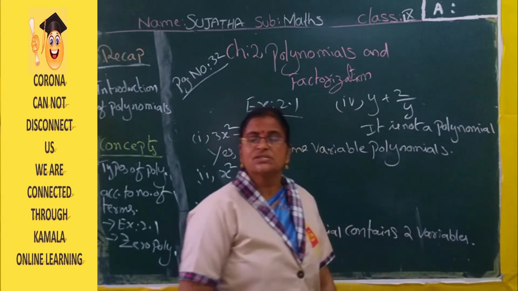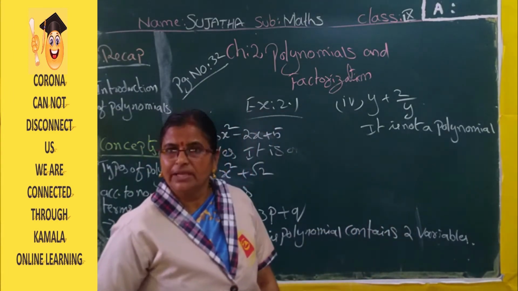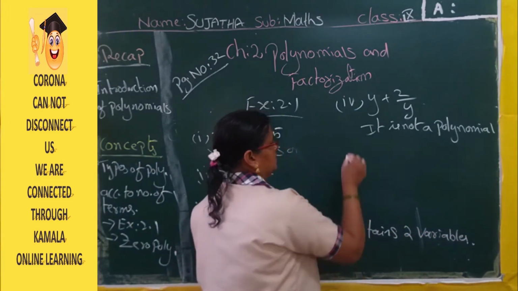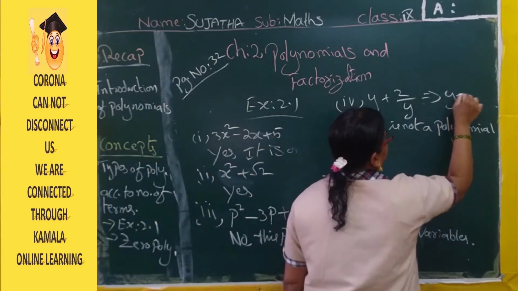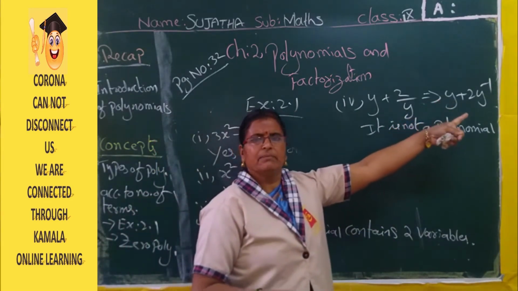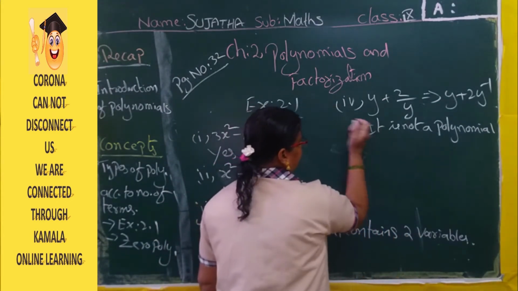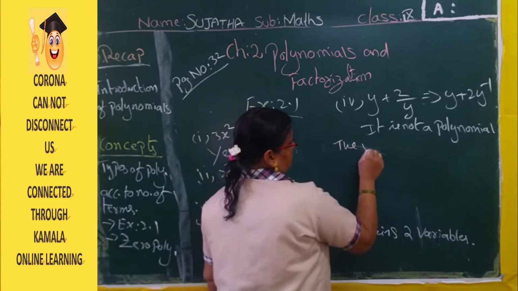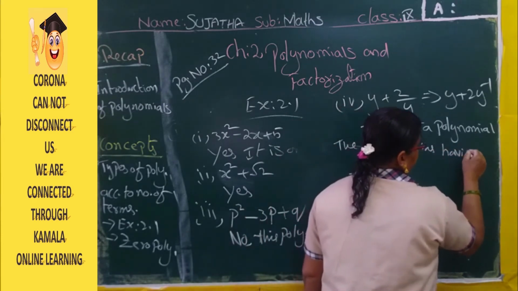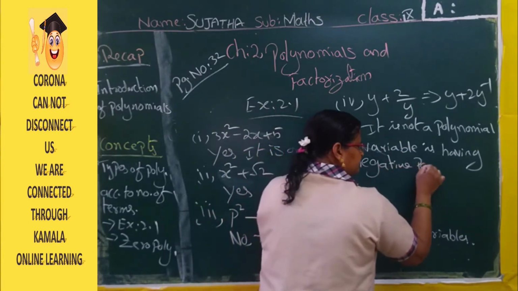What is the reason why it is not a polynomial? What reason will you write? Because the variable is in the denominator, or you can write the variable is having negative power. See, you can write it like this: 2y to the power minus 1. If the y comes into the numerator, the power becomes minus 1. So what will you write as the reason here? The variable is having negative power.